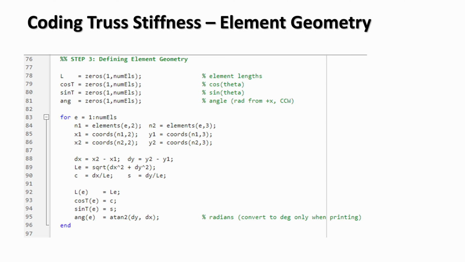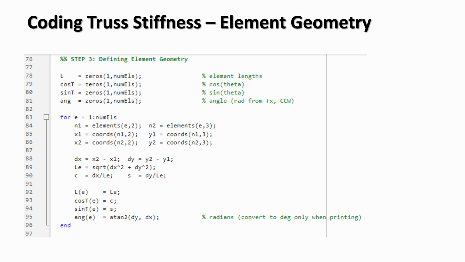The element's length is then calculated using Pythagoras, so L equals the square root of the sum of squares of dx and dy. Next, we can calculate the direction cosines, so cos theta is dx over L, and sin theta is dy over L. Those direction cosines are essential because they define how each truss member is oriented in space.